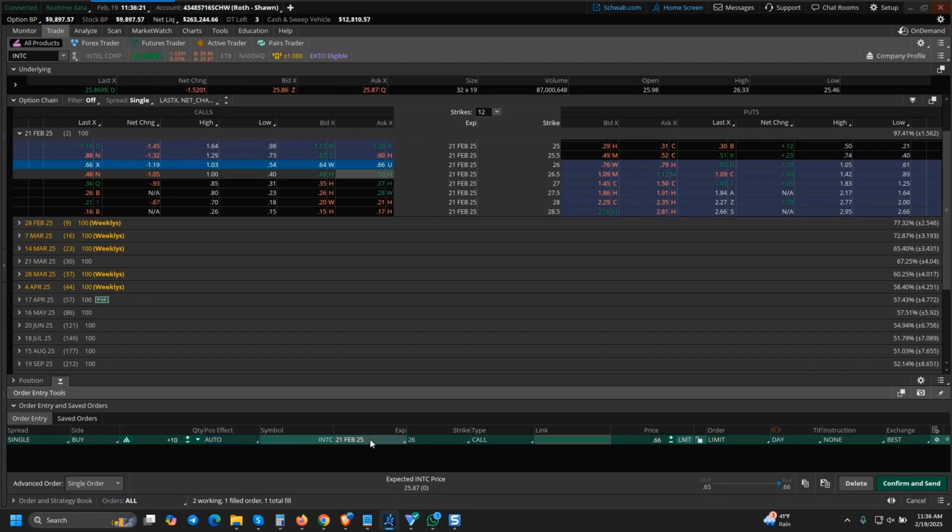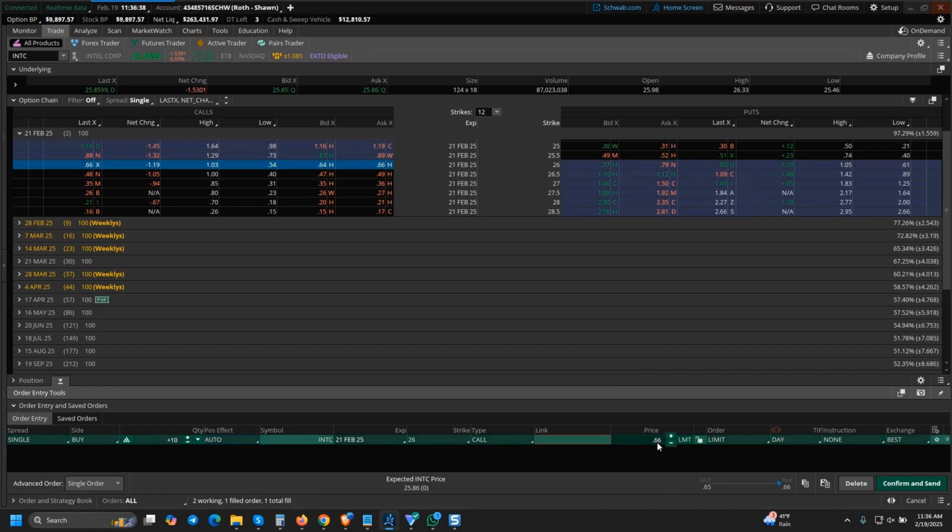My expiration date is 2 days of February 25th. This is going to be a very fast moving price. And we can see that this is Intel. It's a 26 strike price. It's a call. And up here, you can see it continues to be highlighted where I had it so I can look up at it.